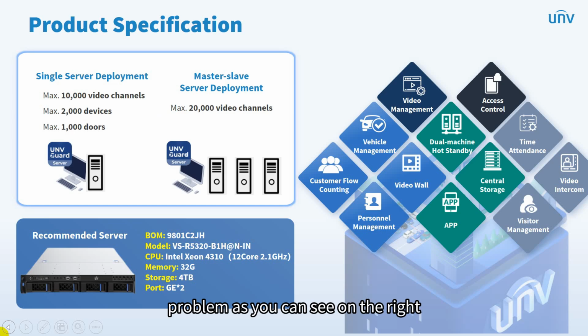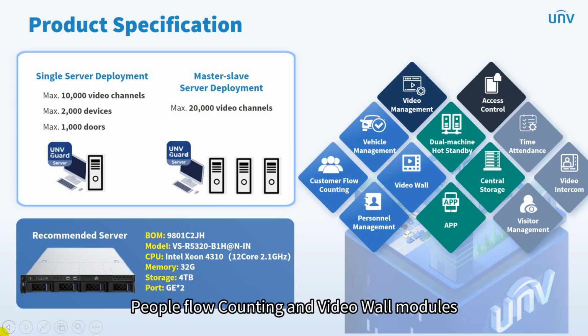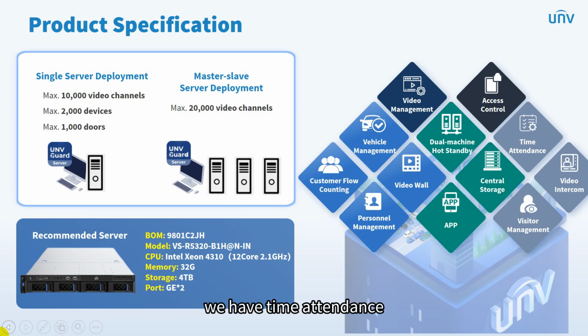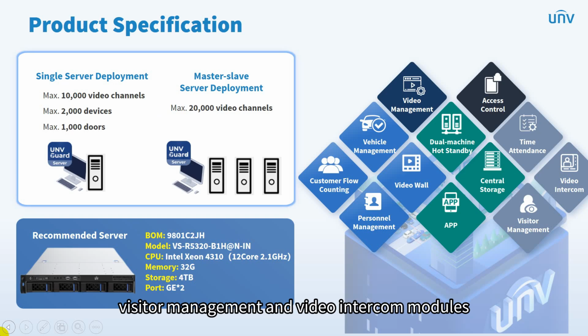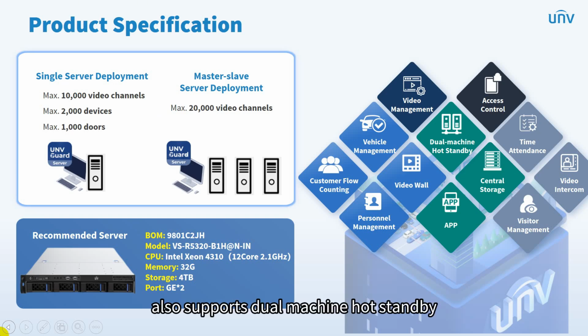As you can see on the right, UNV Guard consists of two subsystems: video management and access control. Under video management subsystem, we have personnel management, vehicle management, people flow counting, and video wall modules. And under access control subsystem, we have time attendance, visitor management, and video intercom modules. The software system also supports dual machine hot standby, central storage, and app remote management.